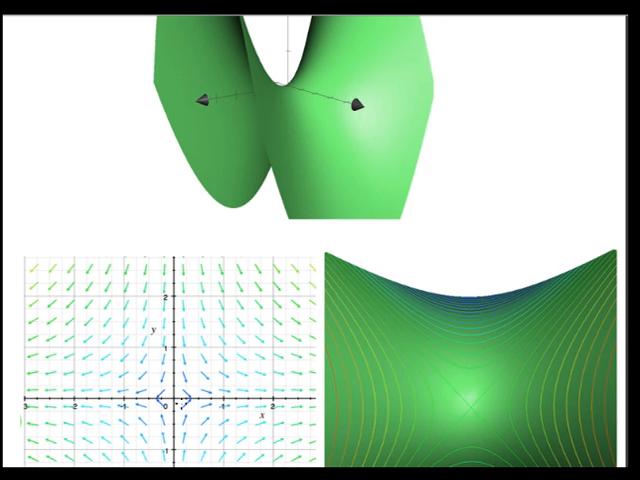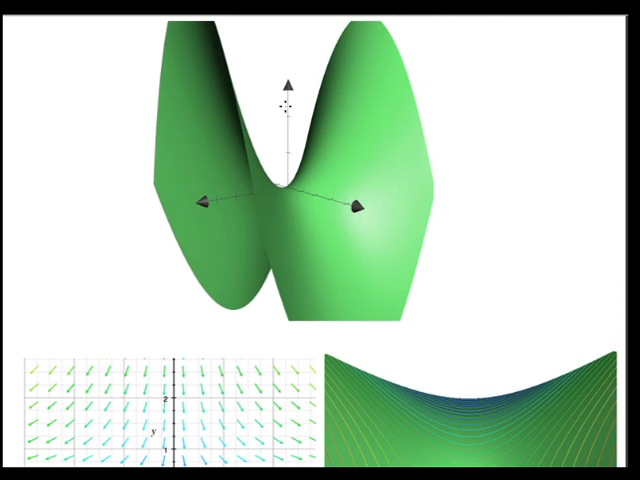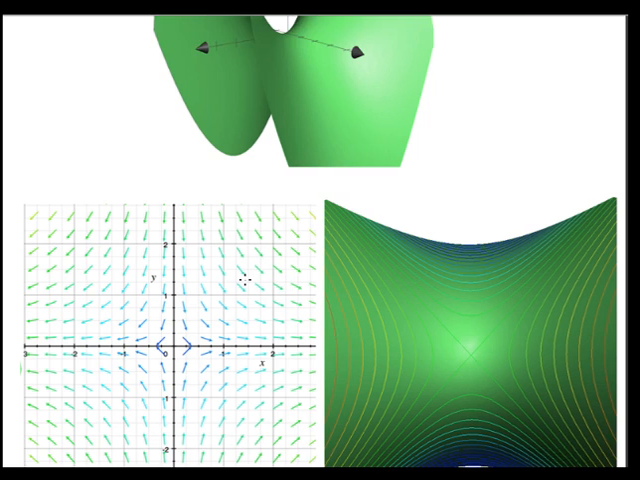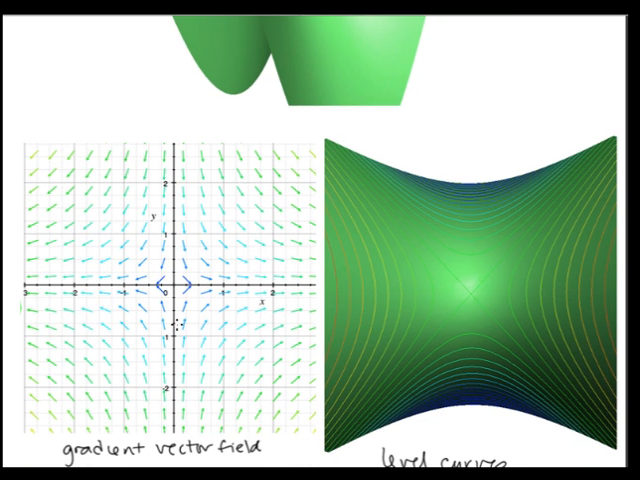But in the x direction, we have a minimum. Those vectors are pointing outward, away from the origin. And again, if we superimpose the gradient vector field with the contour map, we would see that the gradient vectors are orthogonal to the level curves.